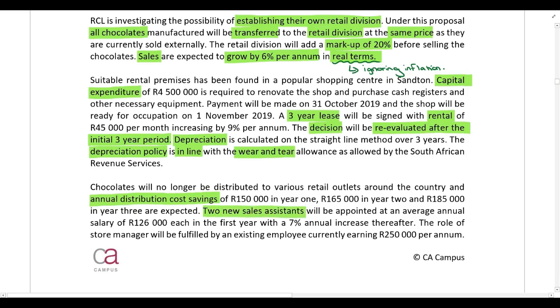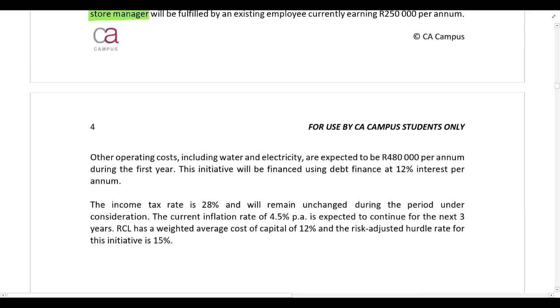2 new sales assistants will be appointed at an average annual salary of 126,000 Rand each in the first year, with a 7% annual increase thereafter. The role of store manager will be fulfilled by an existing employee currently earning 250,000 Rand per annum. Other operating costs, including water and electricity, are expected to be 480,000 Rand per annum during the first year.